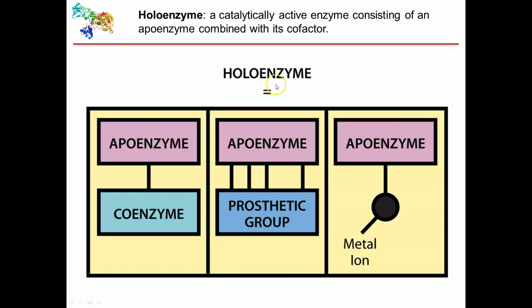So a holoenzyme then is an enzyme plus its cofactor. When it's lacking its cofactor, we call it an apoenzyme, and those cofactors being coenzymes such as NADH, which transiently binds to the enzyme and is used up and is then replaced by a new molecule. They could be prosthetic groups like heme and porphyrin rings, or they can be metal ions. So these are all different types of cofactors. The enzyme without them is called the apoenzyme, and together they are called the holoenzyme.